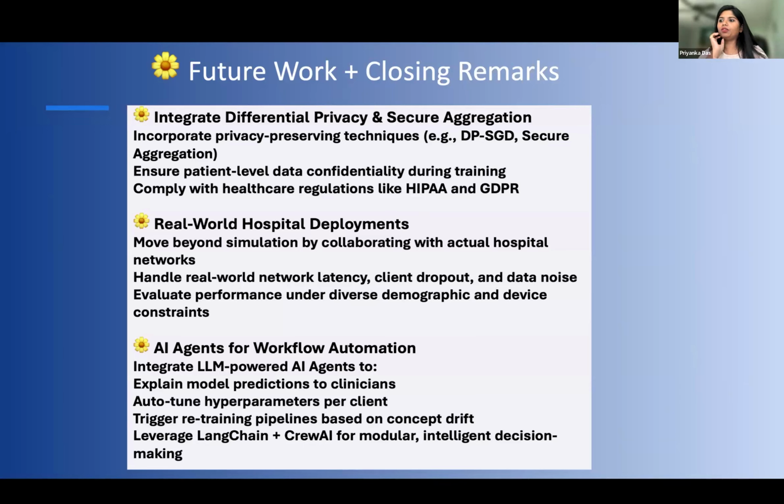Second, I want to move beyond simulated clients and test this pipeline in real hospital environments. That means handling real world challenges like network latency, client dropout, and noisy data.